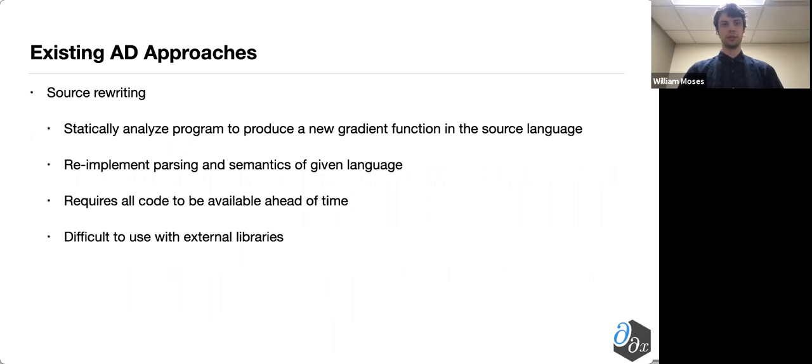The third approach is known as source rewriting. An example of this is Tapenade. In essence, what happens here is this external tool would take as an input your actual program, and it would statically analyze it and output a new source file, which contains the gradient or the derivative of that function in that source language.